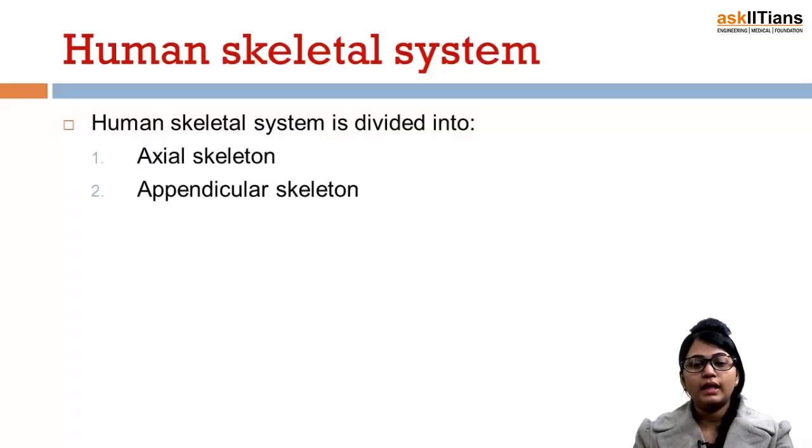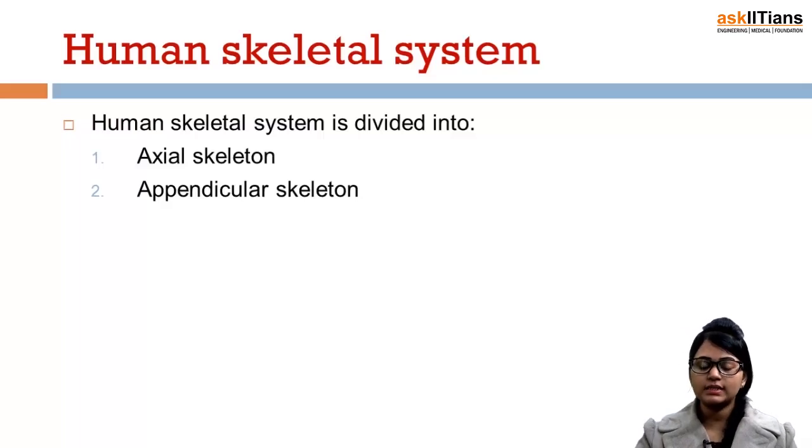Now the human skeletal system is subdivided again. It is divided into the axial skeleton and the appendicular skeleton. In our next lectures, we will be discussing both of these types of skeletons.